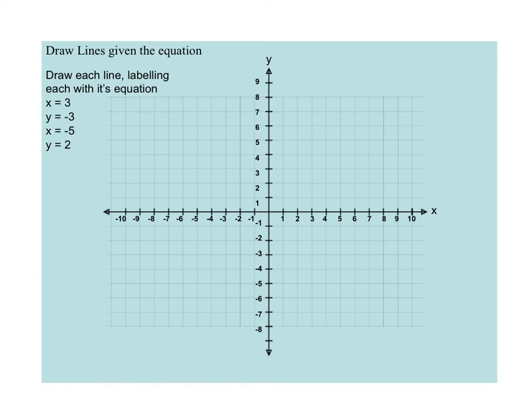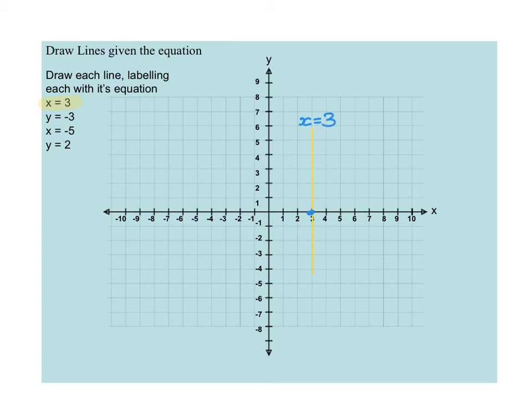Okay, in this next slide here, we're going to draw lines given the equation. So the first one says draw each line, labelling each with its equation. The first one we've got is x equals 3. That means we are going to have a line that crosses the x-axis at 3. So I've drawn a line in there, x equals 3. It's crossing over the x-axis at 3. It says I have to label it as well, x equals 3.